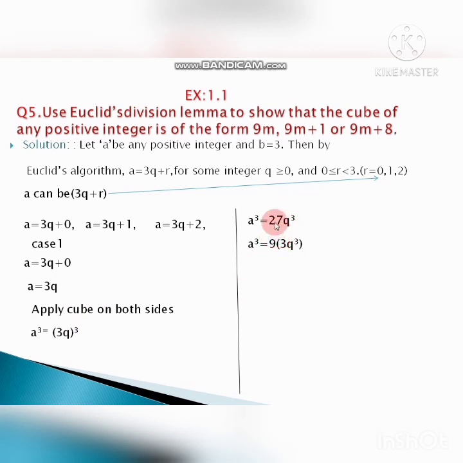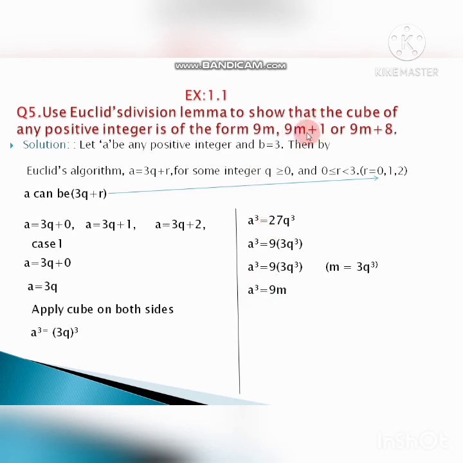Now a cube is equal to 27 q cube. We have to show that it is in the form of 9m, so I have taken 9 common, and what is remaining in the bracket is 3q cube, since 9 3s are 27. This number in the bracket, 3q cube, I am going to consider as m, because we need to show that it is in the form of 9m. When we consider this as m, we get a cube is equal to 9m. So the cube of positive integer a is in the form of 9m.